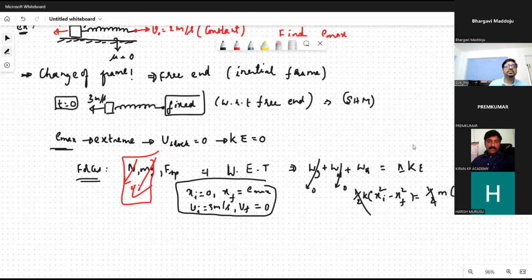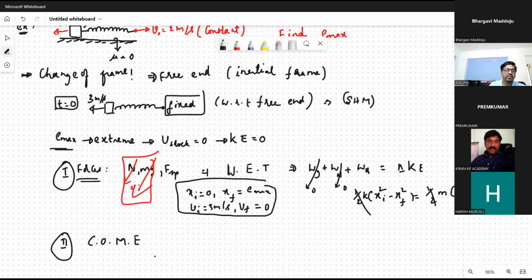Okay, I used the work energy theorem here. Of course, there is another method also. This is one method, definitely: using the work energy theorem. But of course, you can also use conservation of mechanical energy here. I'll write it as COME, conservation of mechanical energy.